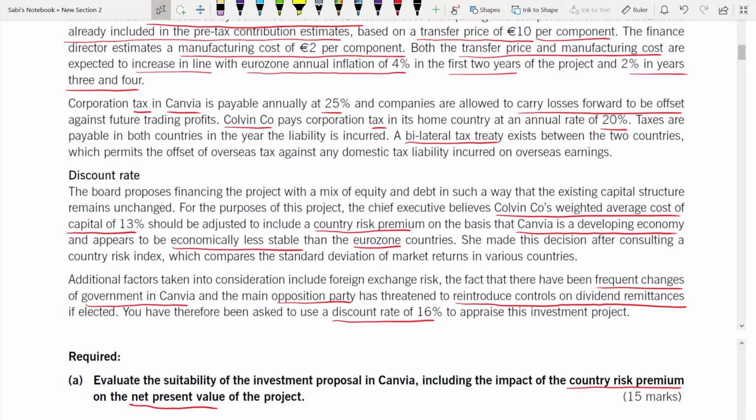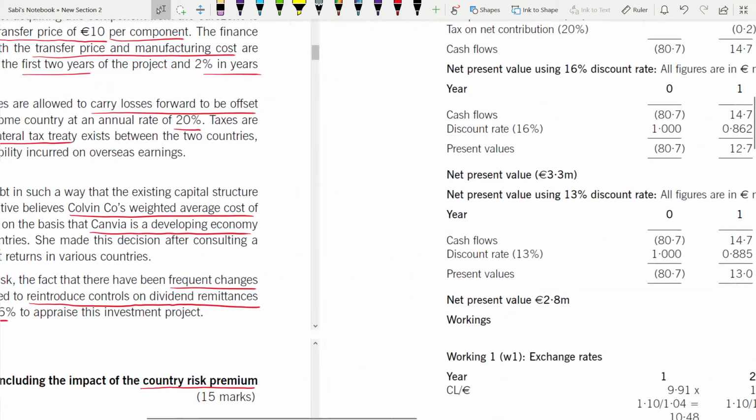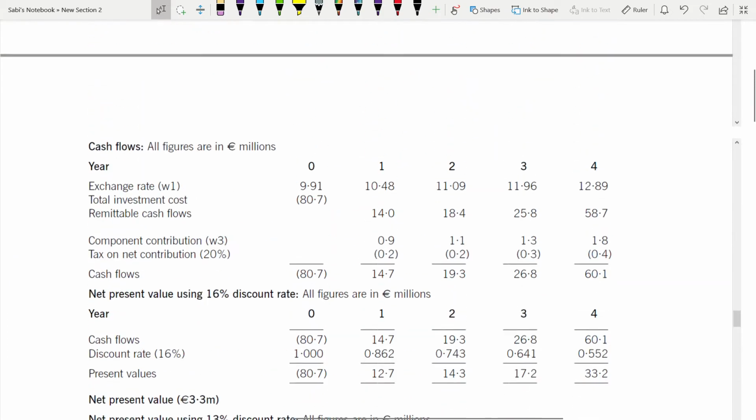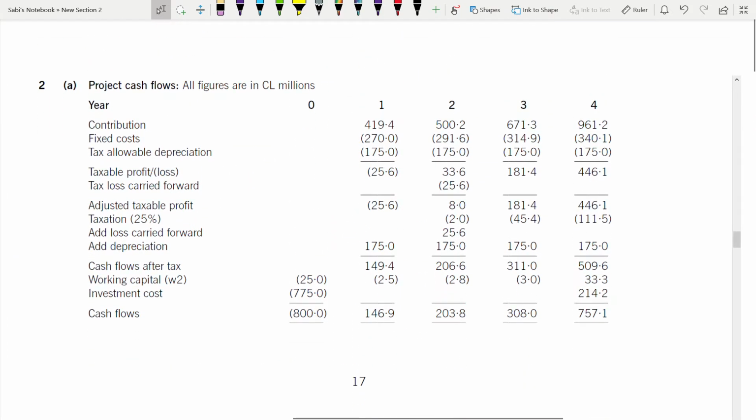Okay. So now coming to part A, we have to find the net present value. So let's directly go to the answer. And let's see, project cash flow. How do you start this? Start like this. First you have to start writing the year, then write the numbers in the vertical format. Then project cash flows. All figures are in CL millions. Please write it. Whatever currency you are taking, it has to be CL million, of course.